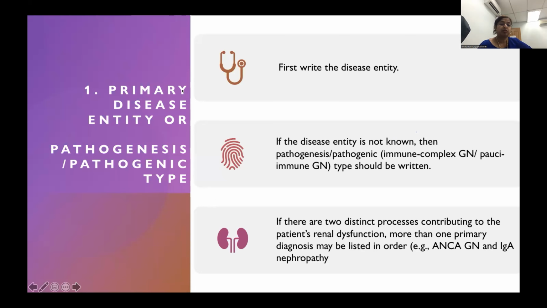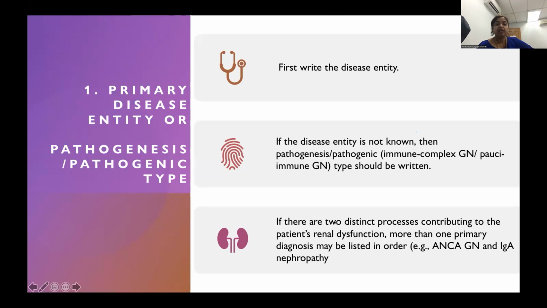So first and foremost, you write the disease entity. So if it's IgA nephropathy, you write IgA nephropathy. Okay. If you don't know the disease entity, then you have not come to a conclusion, but you know it causes a lot of immune deposition, then you may want to consider the word immune complex GN. If it doesn't cause any stains or any immune complex, then you want to consider things like pauci-immune GN. You can write that, provided you have no elements to suggest a specific disease entity.